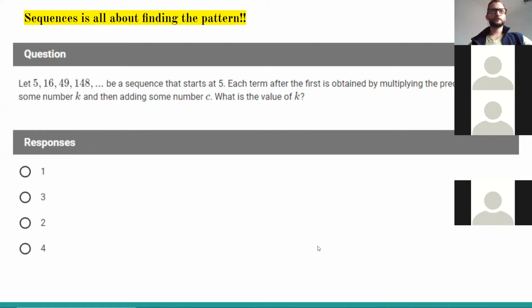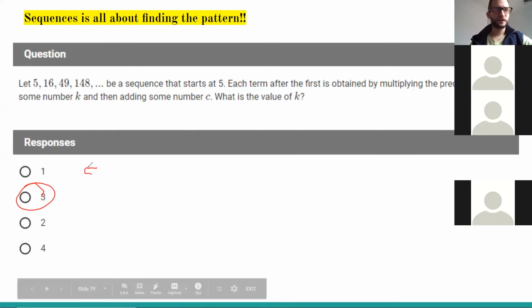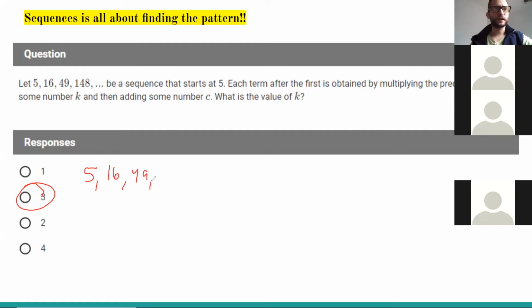Here's what we got. So most of you guys said B, which is correct. So this is a sequence question, which is all about finding the pattern. So in this case, we have 5, 16, 49, and 148. So what we want to see is we're multiplying the number by some constant k, then we're adding another constant c. So you can make an equation out of this, or you can look at the answer choices and plug in numbers that way too.